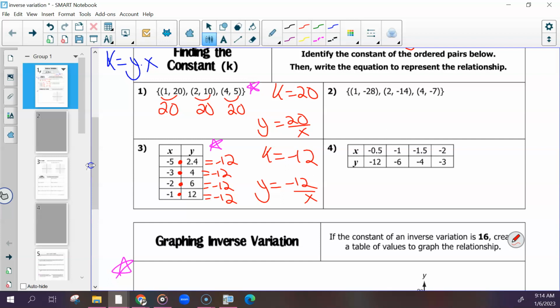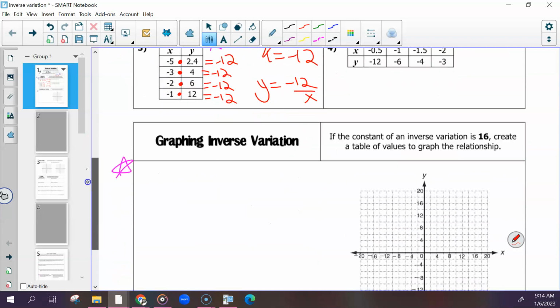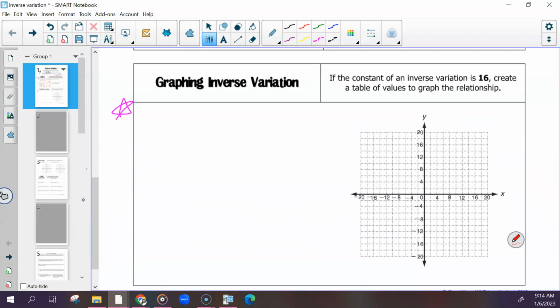We're only going to do one of these graphing examples because you don't need to know how to graph it. You just need to know what the graph looks like. So here, if we're given this example and it says the constant is 16, that means our k value is 16.